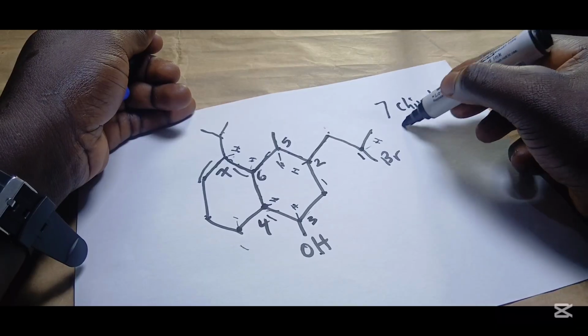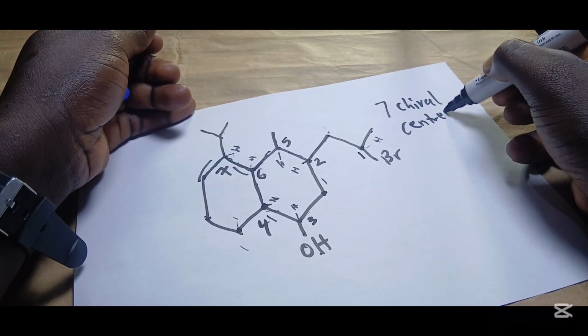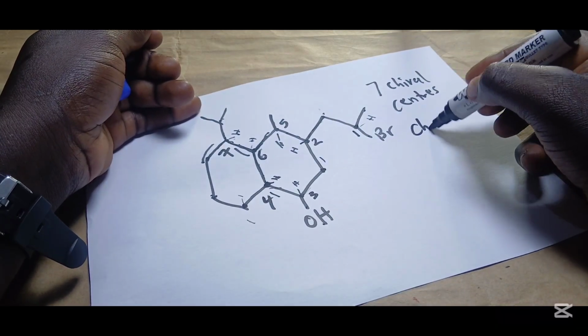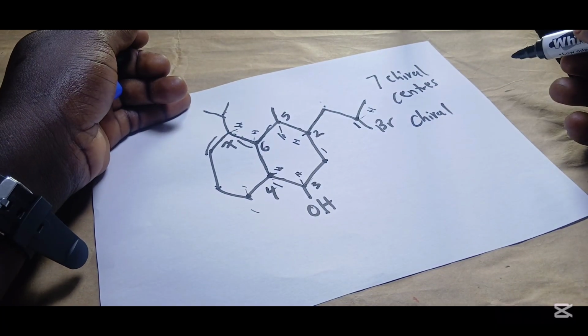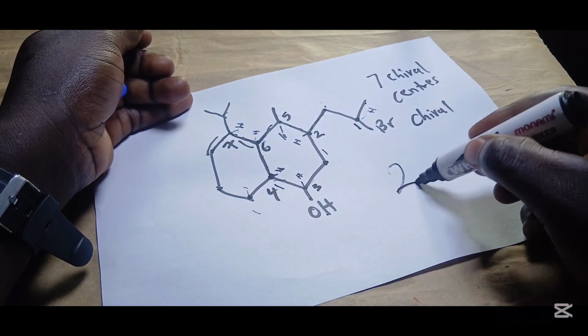7 chiral centers. And the molecule is a chiral molecule. The maximum number of potential stereoisomers this molecule can have is 2 to the power 7.